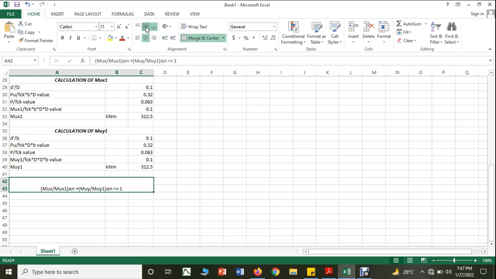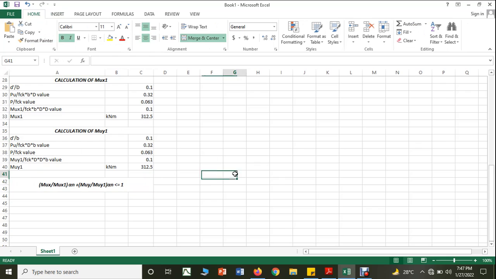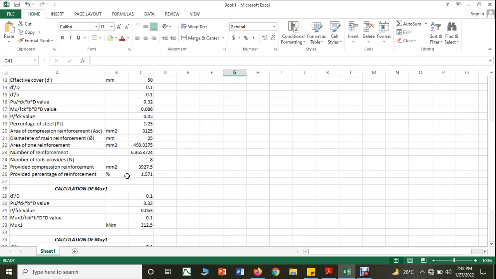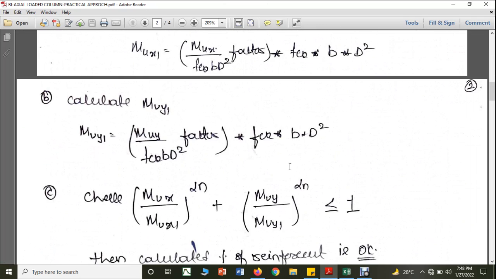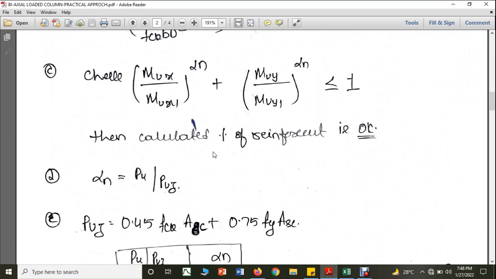Now I am supposed to check this condition. If that is coming less than 1, then whatever the reinforcement that we are providing, 1571, that is 8 numbers of 20 mm dia, is more than sufficient. If not, you have to redesign it. So now let us check this. I know the value of Mux, Mux1, Muy, Muy1, but I don't know the value of alpha n. Your alpha n actually depends upon Pu by Puz.